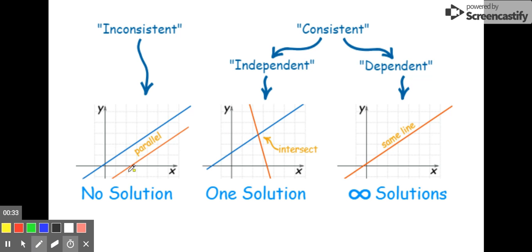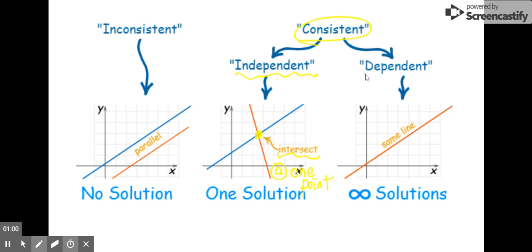Okay, let me just use a yellow. All right, so consistent means at least one solution. It's called consistent and independent when there's only one solution, and the lines are intersecting at only one point.